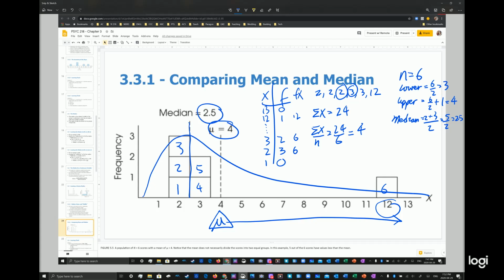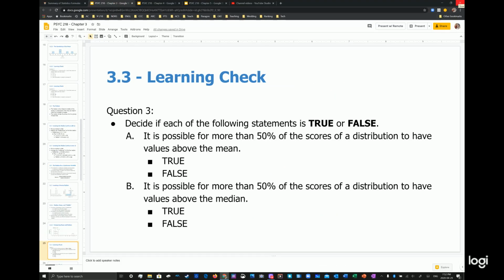So the median and the mean, when the distribution shape changes, would also move around. So here's some learning checks for this. Question 3 is a true-false two-part question. A, is it possible to have more than 50% of the scores in the distribution to have values above the mean? That's A. Is it possible to have more than half the scores above the mean? And B, is it possible for more than half the scores to have values above the median?